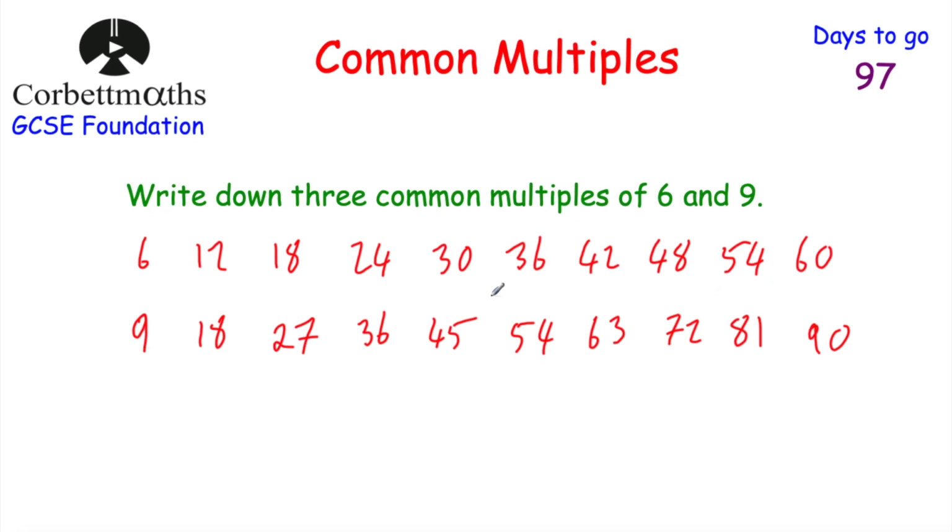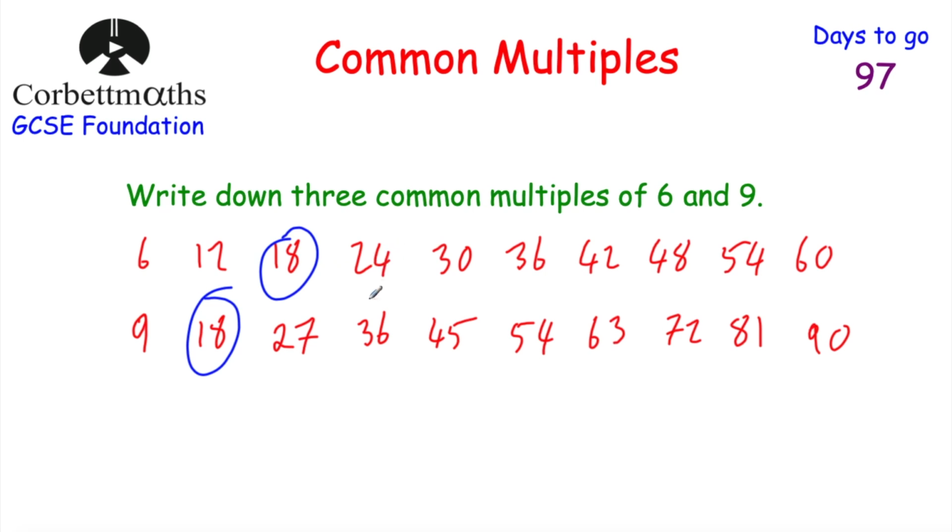Now let's look for some common multiples. They're numbers that will be in both of those lists. So I'm just going to change the color of ink here to blue. So the common multiples of 6 and 9, well, if we have a look here, we've got 18 is in both of the lists. So 18 is a common multiple. So a common multiple of 6 and 9 would be 18. And that one's actually called the lowest common multiple because it's the first one.